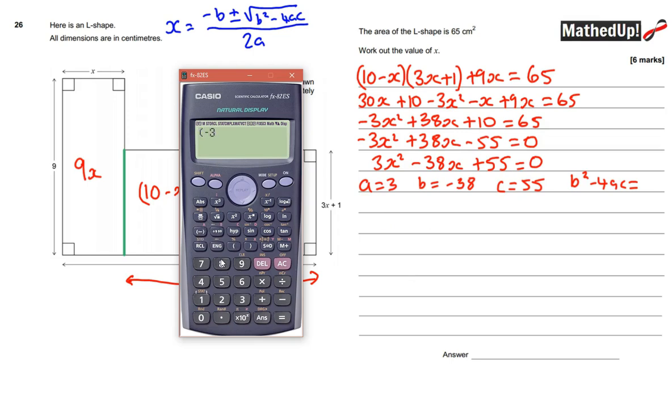negative 38 squared. Just notice that I put that in brackets because I want my calculator to understand I'm squaring a negative 38. So that's the b squared part, take away 4 times a, which is 3, times c, which is 55. And I get 784.